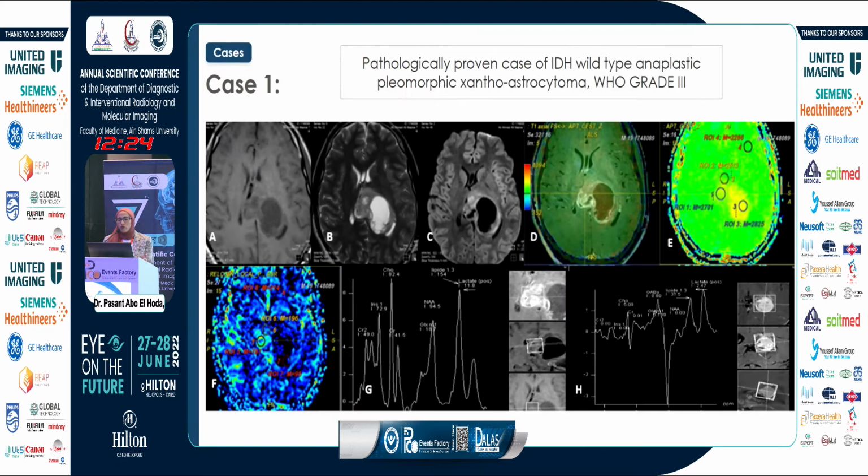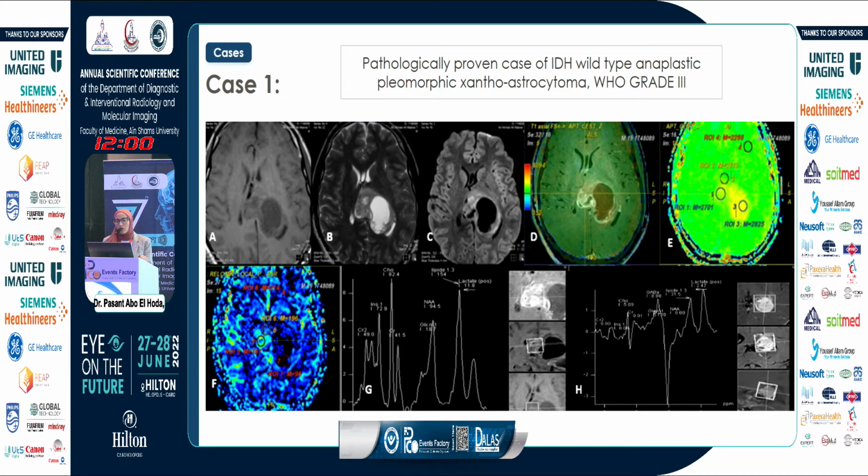So here are some cases from our routine work. First case is a 57-year-old male patient presented with gait disturbance and headache. The lesion shows predominantly low signal intensity on T1, high signal intensity on T2 of mixed solid and cystic component. It shows strong contrast enhancement, increased perfusion, increased choline to creatine ratio with increased lactate peak.